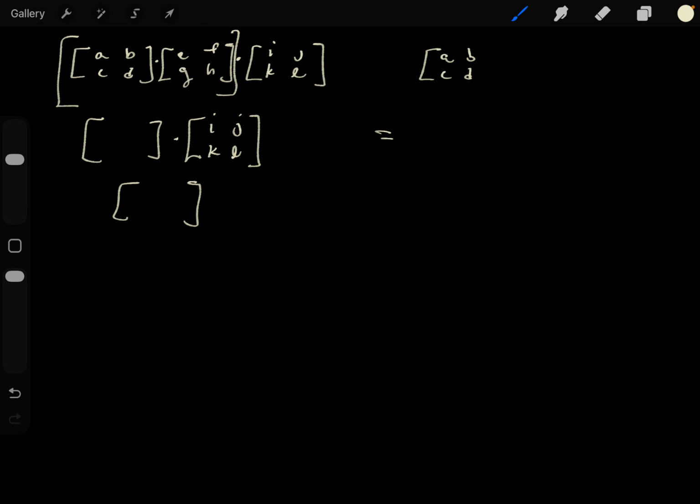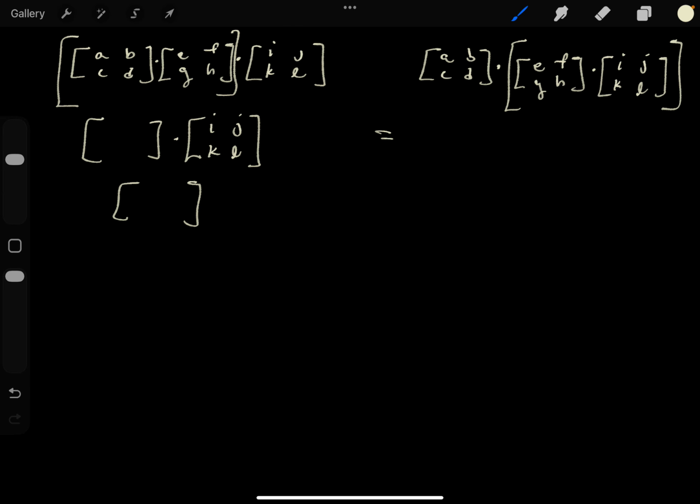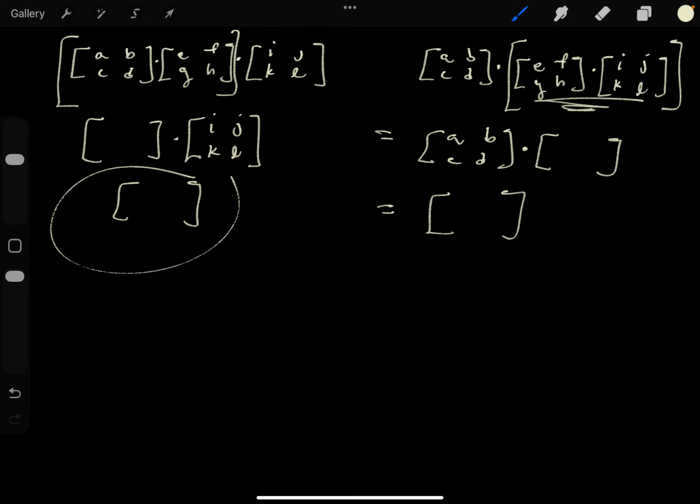So if you did A, B, C, D and E, F, G, H first and found out what this was, and then left that alone and did the I, J, K, L, you're going to get the same thing. And we could check that easily, that this will give you some other 2 by 2 matrix. And then you do A, B, C, D with that 2 by 2 matrix, and you're going to get that these two matrices will be the same, whatever it may be. And that's showing that this operation is indeed associative.